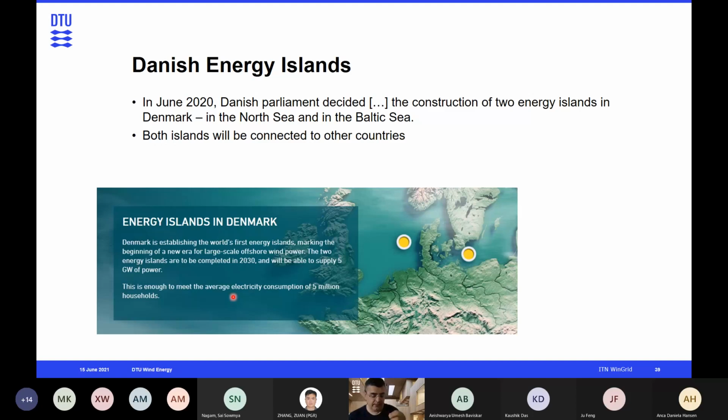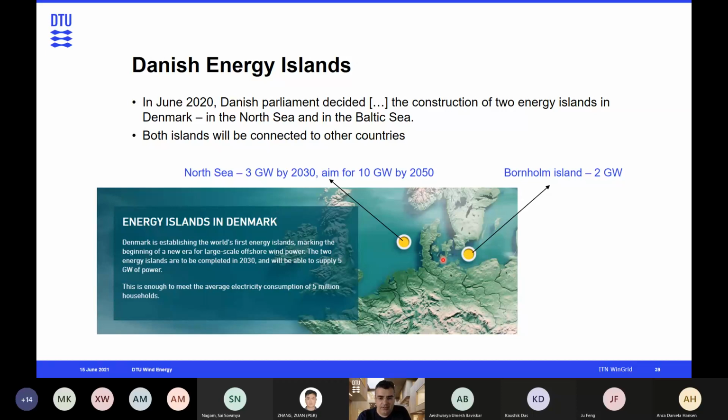And finally, I touched a bit on it, but you probably heard by now about the energy island concepts, which have been discussed for a while between the Dutch and German TSO TenneT and Energinet in Denmark. Now actually last year the Danish parliament decided to build two energy islands in Denmark, one of them in the Baltic Sea in Bornholm and one of them in the North Sea, and both of them will be connected to other countries. So, when they are built, they will be the first example of these multi-terminal transnational DC grids that I was showing you earlier.